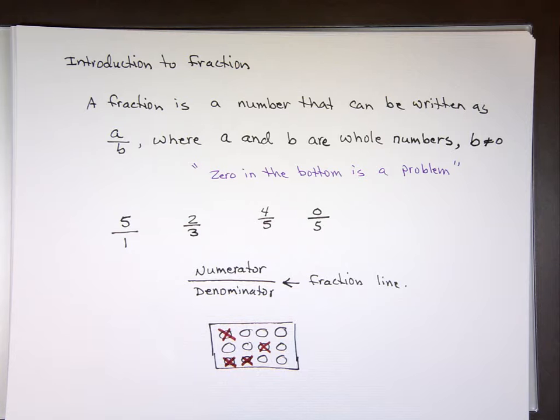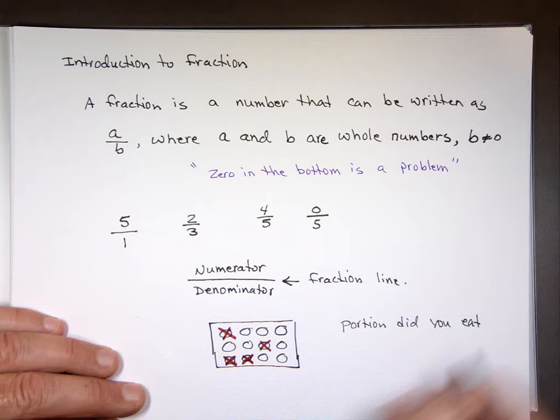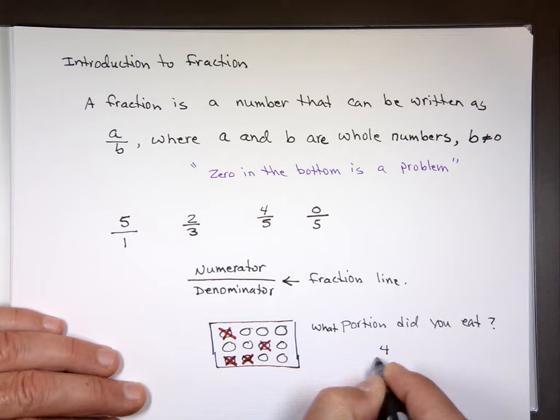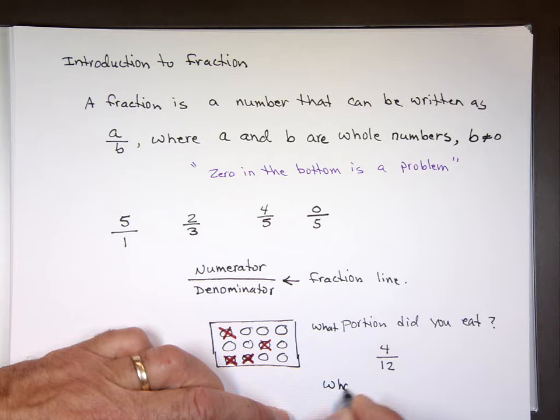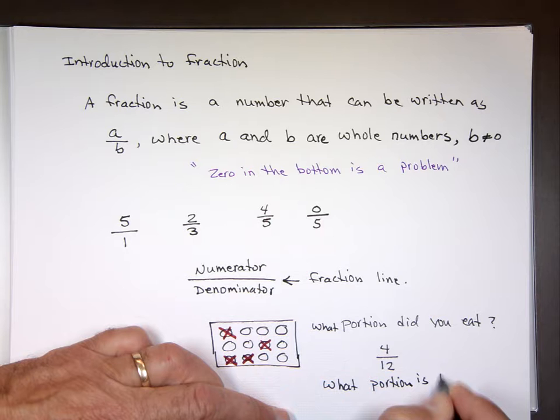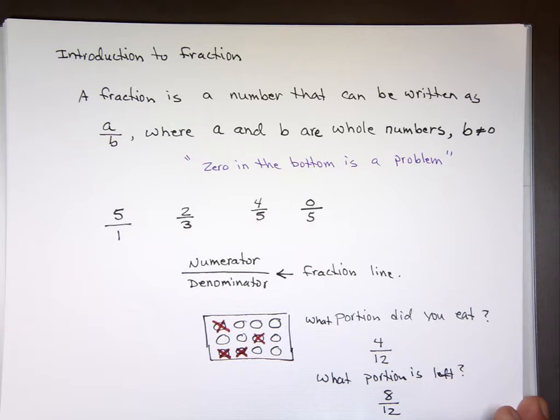So what portion did you eat? You ate four out of how many? 12. And soon enough we'll talk about simplifying, but right now I'll leave it as 4 out of 12. We didn't get to simplifying yet. Some of you said 1/3 already and you're right. But you ate 4 pieces out of the 12. What portion is left? 8 out of 12. And I will leave it like this for now, and I'll get to simplifying soon. So that's what a fraction is.